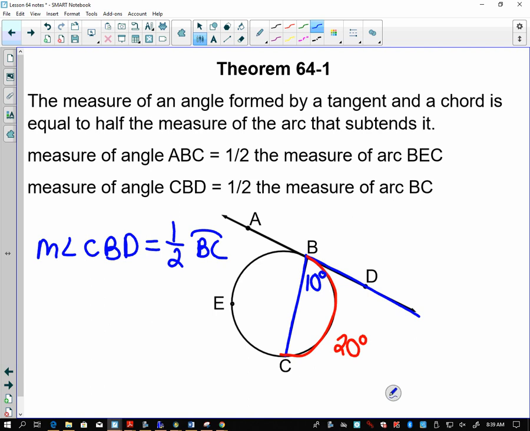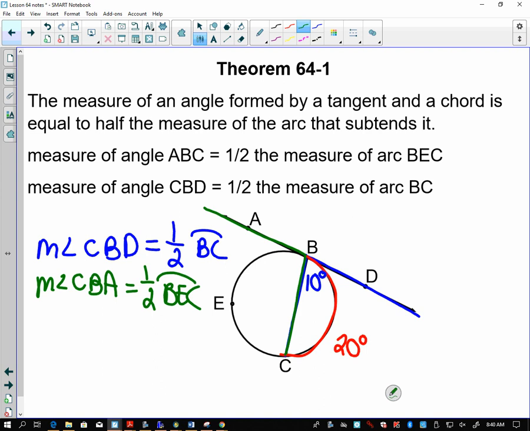Now, the other thing I want you to see is that it's also true on the other side. We also have angle CBA. So the measure of angle CBA is equal to 1/2 of major arc BEC. Let's say for a second that we have this information here. We knew that this was 20, therefore we knew this was 10, correct? You with me? Based upon this information here, what is the measure of angle CBA?